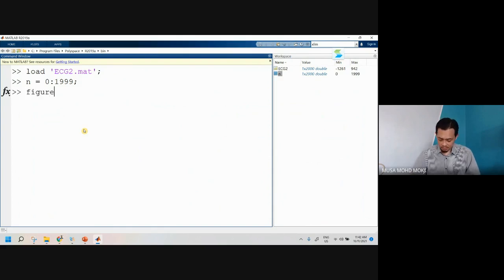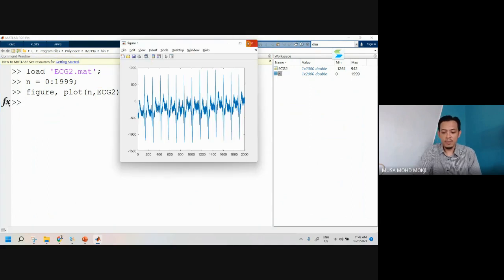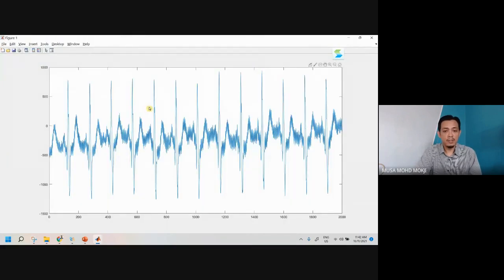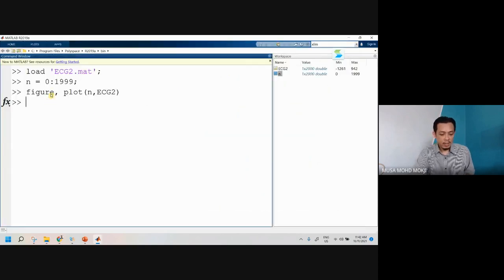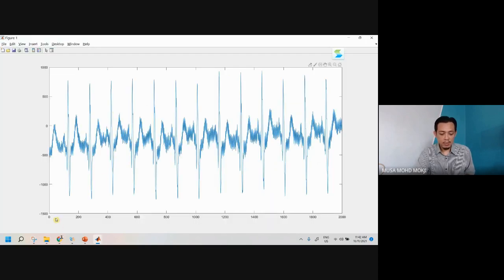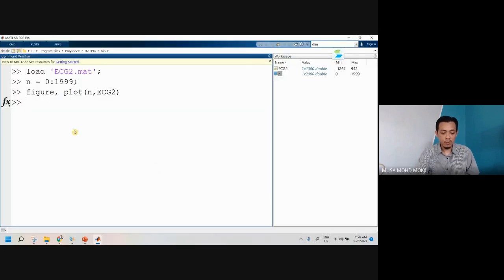And now I can plot it, using my n and my signal. This is the ECG signal. It's quite noisy, so it's not clean. Because this is using n, it is sample 0 up to sample, actually the last one is 1999. But of course we can always map that into t.